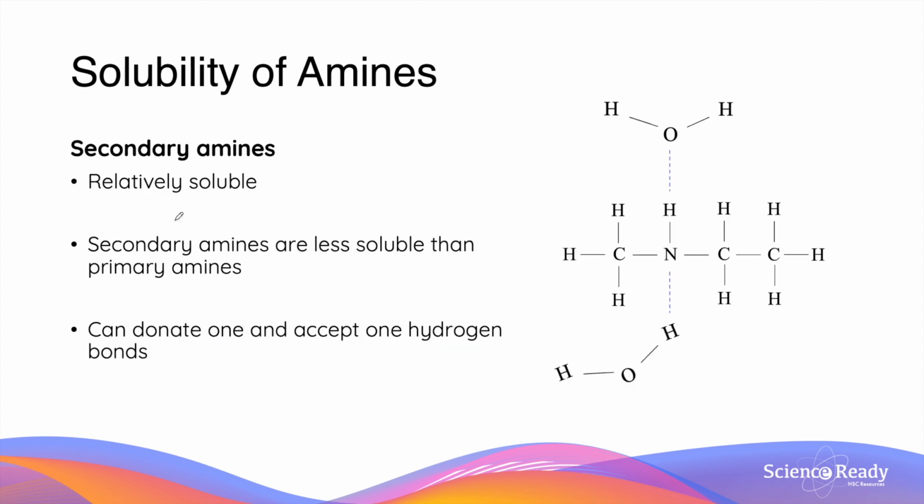While secondary amines are still relatively soluble compared to most other functional groups, they are less soluble than primary amines. This is because secondary amines can only donate 1 hydrogen bond due to the presence of only 1 hydrogen atom bound to a nitrogen atom. They can also accept 1 hydrogen bond, as the lone pair of electrons on nitrogen can form a hydrogen bond with the hydrogen atom from the water molecule.